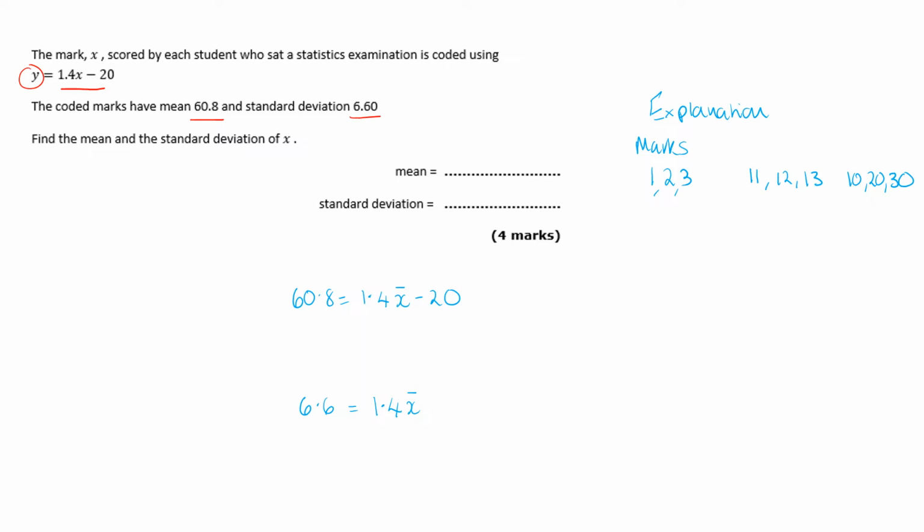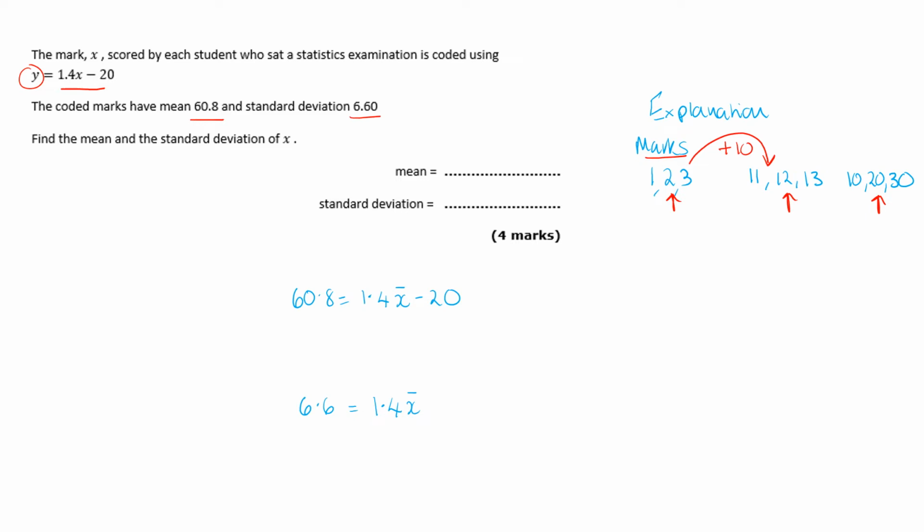So just to explain what effect the coding will have on the data, I've got some marks here of 1, 2, 3 that have a mean of 2. Now I've got some marks of 11, 12, 13, they've got a mean of 12, and some marks of 10, 20, 30, they've got a mean of 20. So what has the coding done to get from this set to this? We've just added 10.